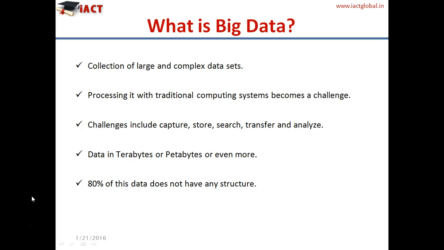So our next slide gives us the definition of big data. What is big data after all? How is it different from the normal data that we have been dealing with till now? Big data is a term used for a collection of data sets which is so large and complex that it becomes challenging to process it with traditional databases and computing systems. Challenges include capturing this data, storing it, searching within this data, transferring it across the network, analyzing it, and several more. To get a clear picture about big data, let's try to relate it with some real-world examples.